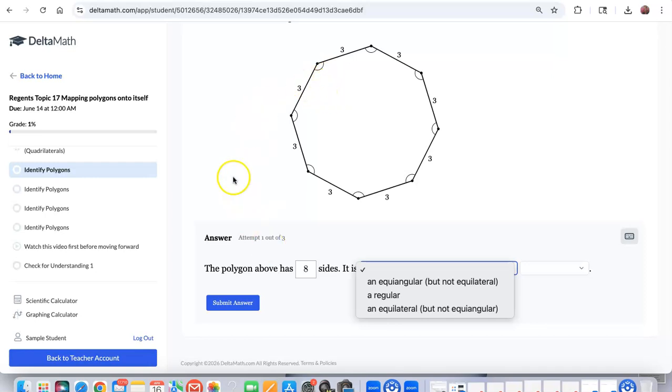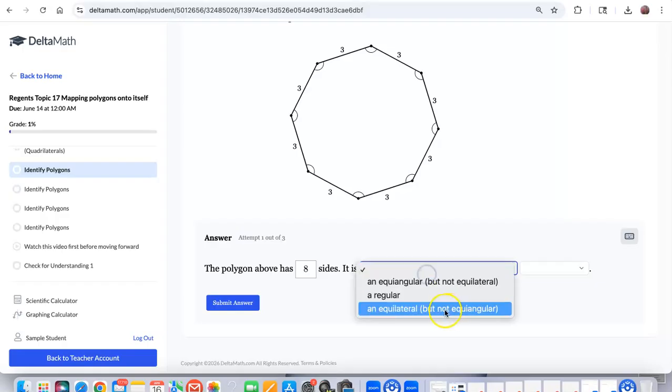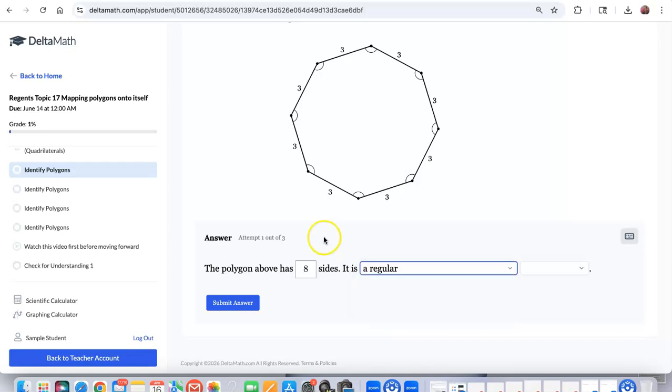So notice how all the angles and the sides are the same. How do we know that? Whenever you see this little arc and it's the same as this arc, that means equal angles. And obviously all the sides are the same because it says 3, 3, 3, etc. all around. So the angles are the same and the sides are the same. That means that it is a regular polygon.